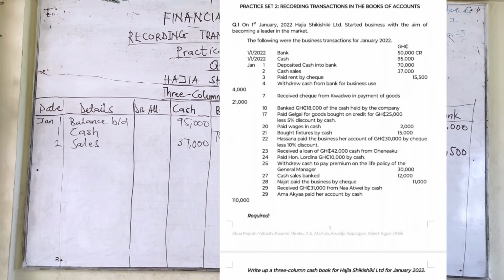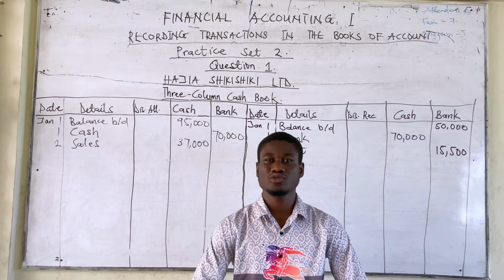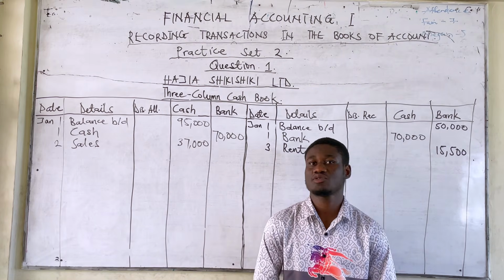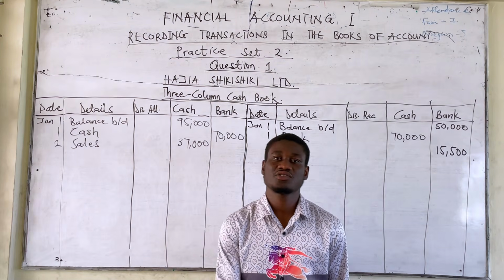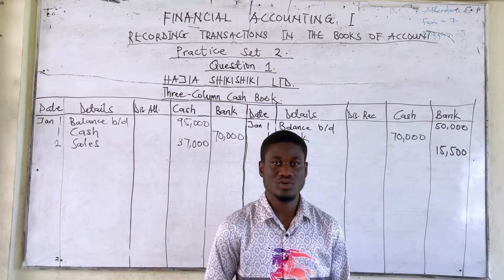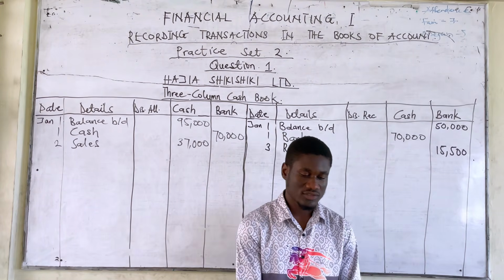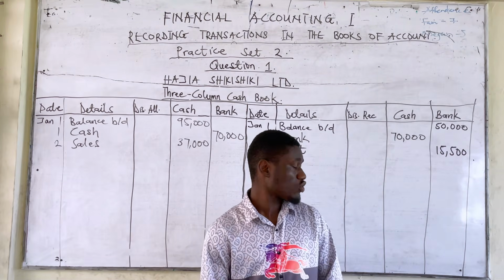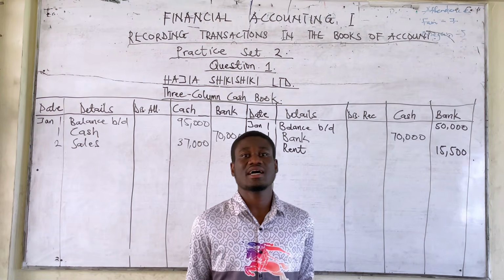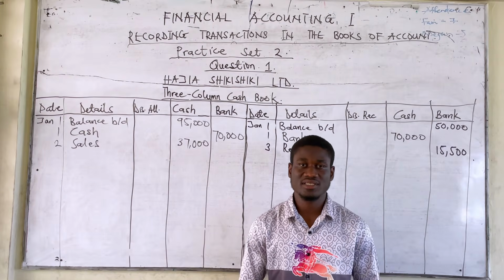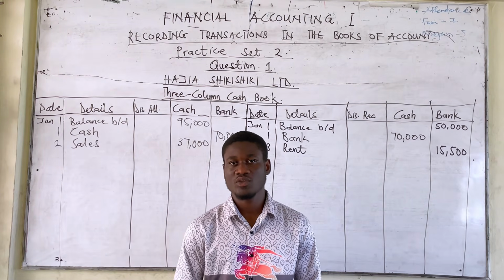It says withdrew cash from bank for business use. So what is happening to our cash? What is happening to our bank? Okay, the transaction here is between the cash and the bank. Contra entry. Good. So we should know what the cash is doing here and what the bank is also doing here. You get it?